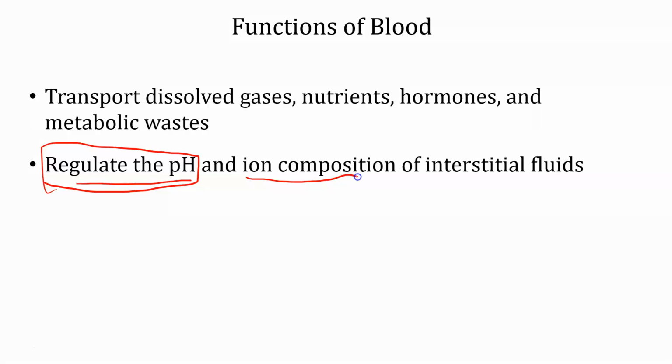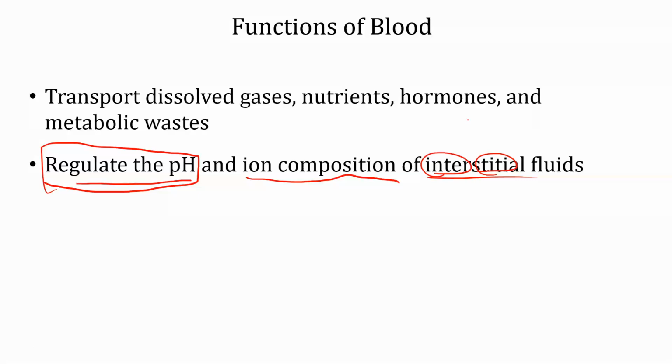It also helps regulate our ion composition of the interstitial fluids. Outside of the cells of your body is what's called the interstitial fluid. This word literally means the fluid that is in between the cells. And this is kind of an interesting fluid because it has the same composition roughly anywhere that you test it in the body.